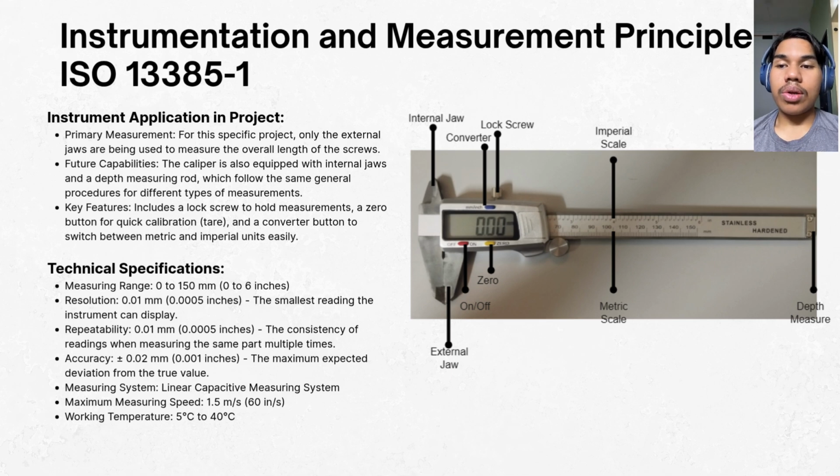And the measuring system used for this instrument is a linear capacitive measuring system, and the maximum measuring speed is around 1.5 meter per second. It's not that fast, and usually the working temperature is around 5 to 40 degrees Celsius. Basically, the digital reading will not work if it is sub-zero temperature or around boiling water temperature. That's all for the measurement principle for the vernier caliper.